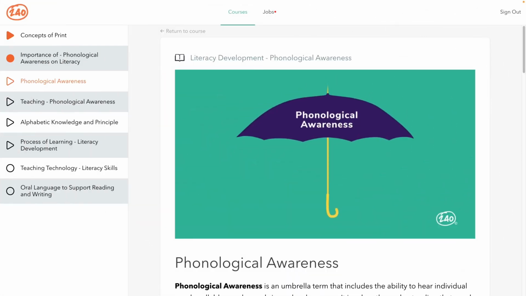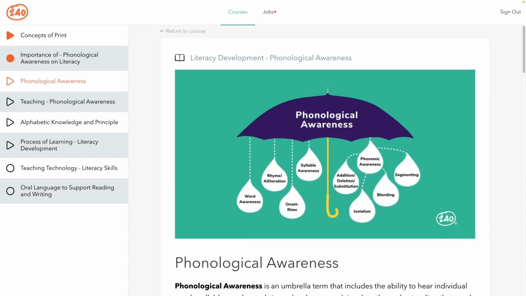Phonological awareness is an umbrella term that includes the ability to hear individual words, syllables, and sounds in spoken language. If you're aware that words can be broken into parts, then you already have some phonological awareness. Before learning to read, children must recognize that words are made up of phonemes, or sounds of speech.